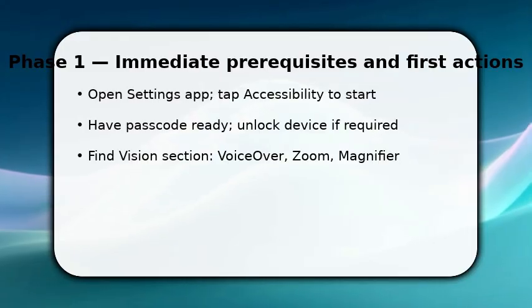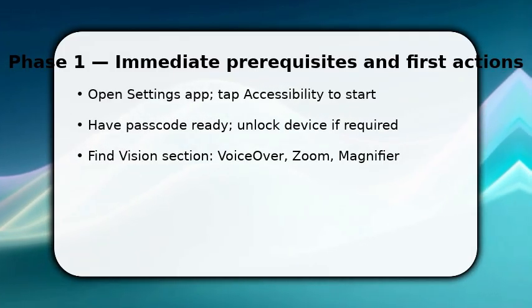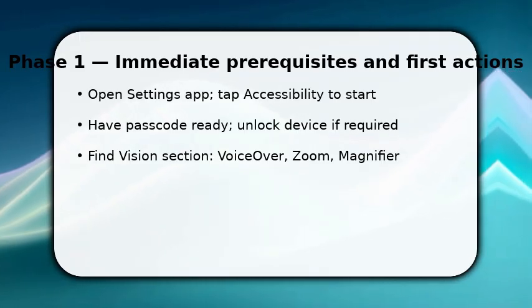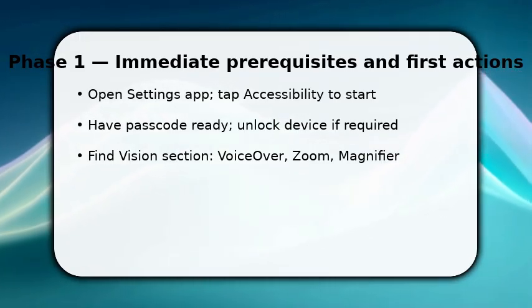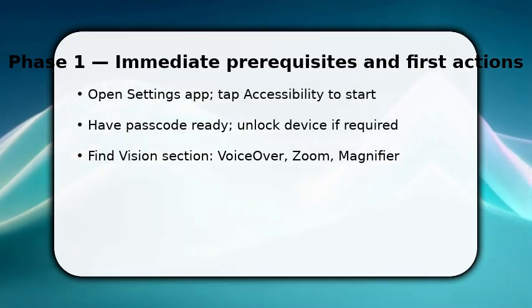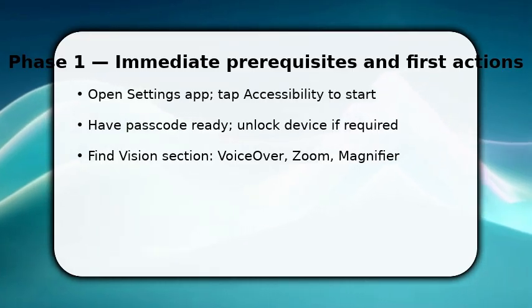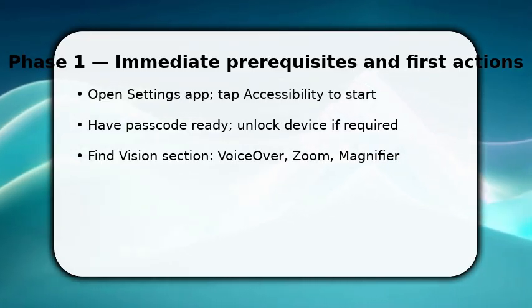You start by opening Settings and going straight to Accessibility because Vision Controls live there. Once done, make sure your iPhone is unlocked and that you have the passcode handy. Some features require confirmation. Tap Vision to expose VoiceOver, Zoom, and Magnifier. These are the features that change how the screen behaves. Now you're positioned to toggle each off.